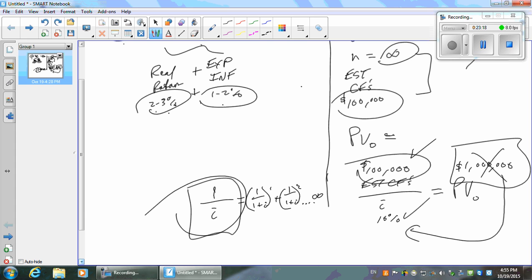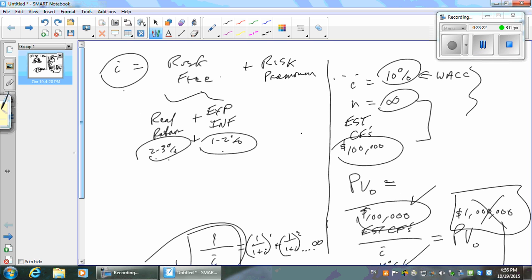So all this model is going to do is estimate what? We know the cash flows are to infinity, right? It's forever. What are we going to estimate? We're going to use the weighted average cost of capital to estimate the cost of capital.